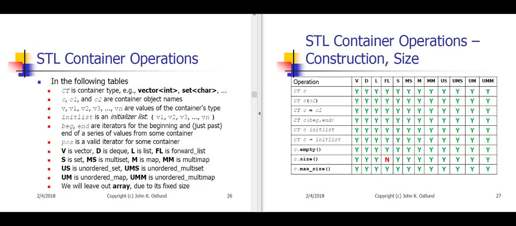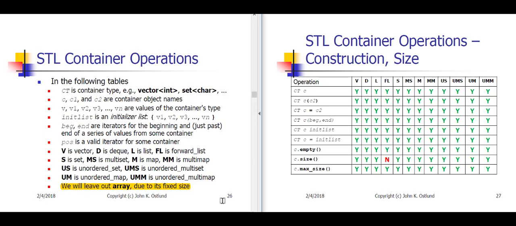Here on slide 27, we're showing construction operations that most of the containers have in common, as well as some size-related operations. In this table, I've left out array. Because array is fixed size, it's very limited in terms of capabilities, and so we would end up having a column for array that's cluttered up with things that you can't do. So instead, we've got 12 columns in each of these tables.